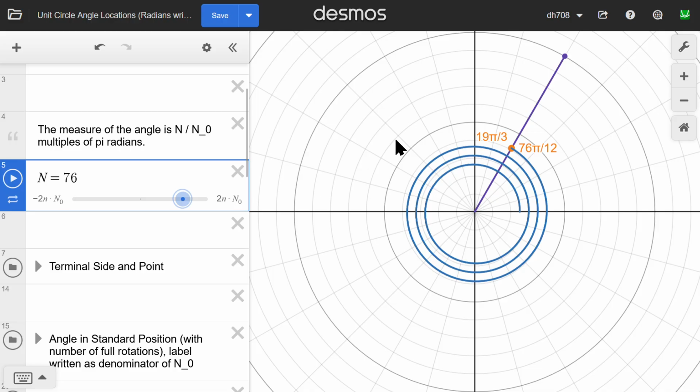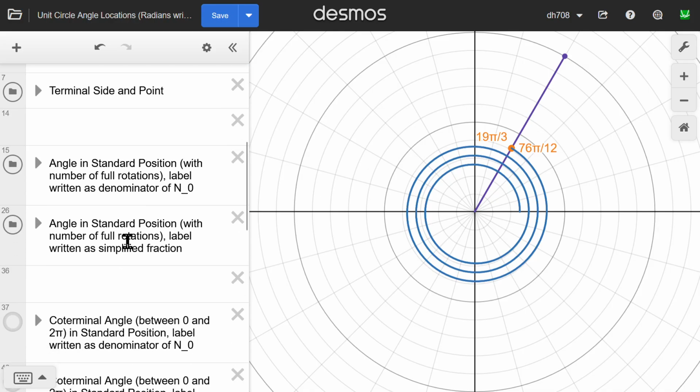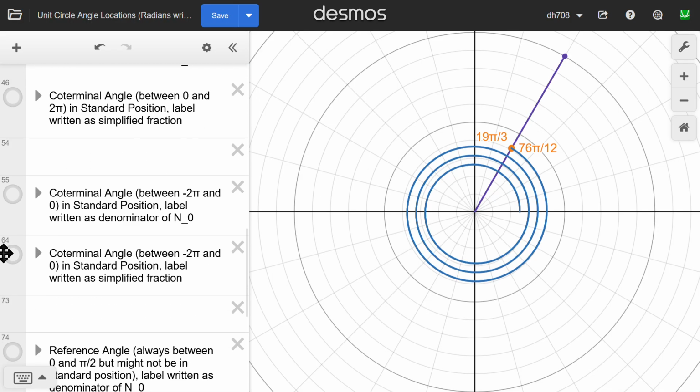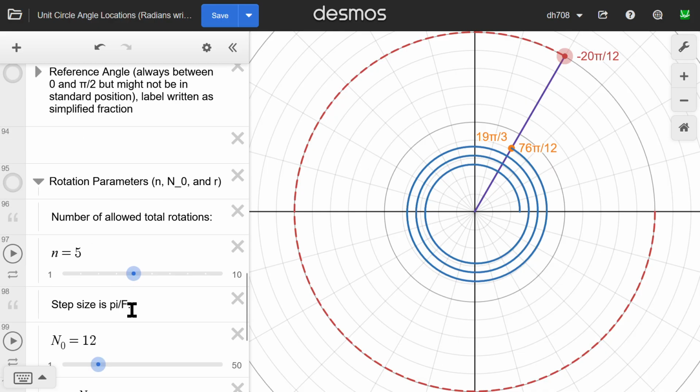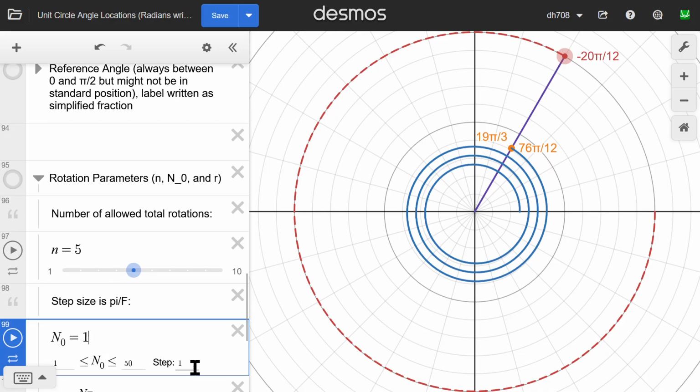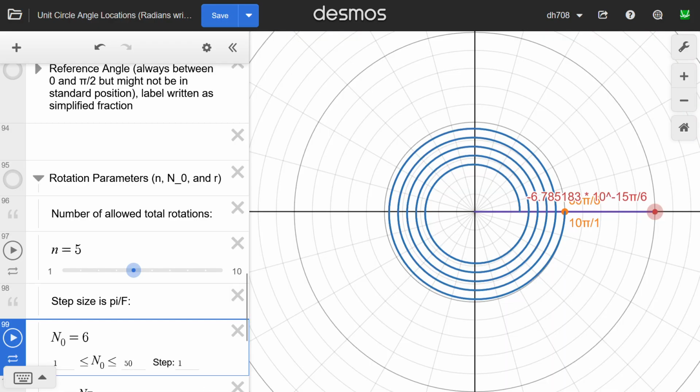So that's something you would study more in a class. They do more examples and fool around with things. Again, you can also do things like coterminal angles in both forms. So if I have a coterminal angle, this is negative 20 pi over 12. If I wanted to change the denominator, I wanted to make the denominator out of, I don't know, 6. You got to be careful with the 0 here.